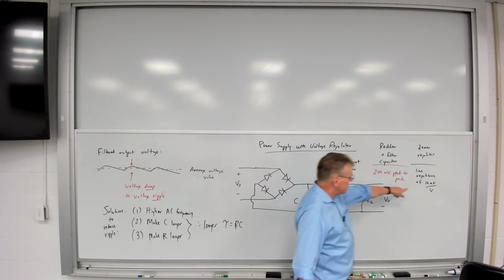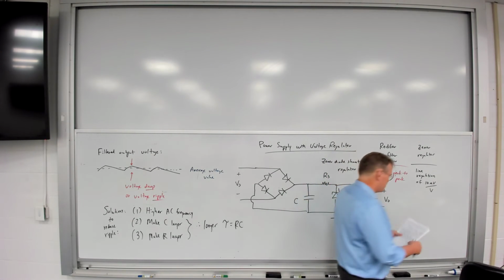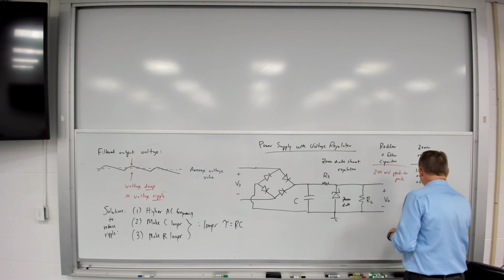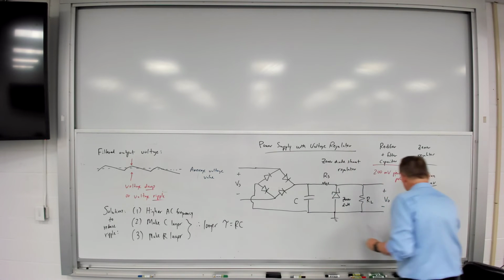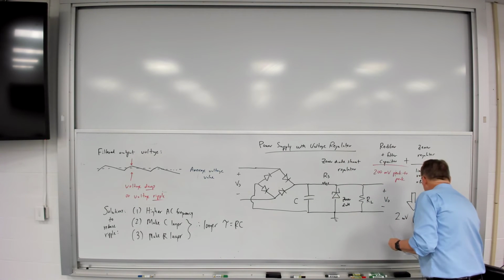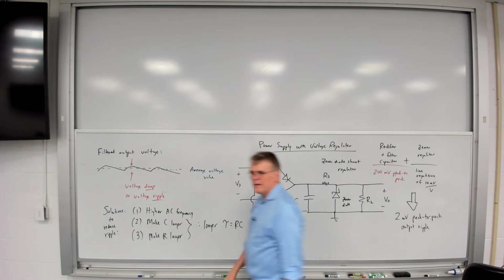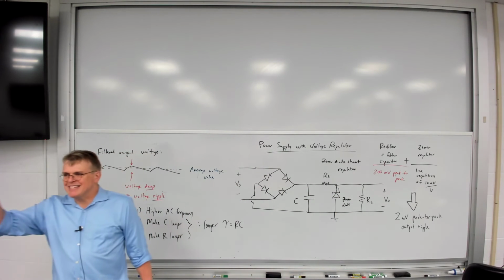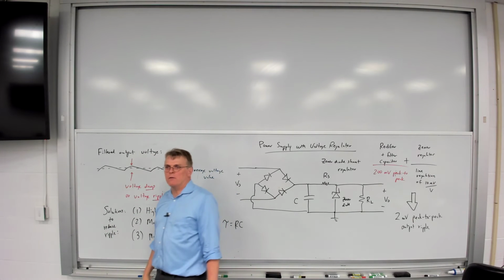Well, that's going to be 0.01 times 200, isn't it? So here what we're going to get is 2 millivolts peak to peak output ripple. And now that's getting pretty good. Now we've got an AC component that's down in the millivolts. And in fact, if we improve upon this circuit, we can actually lower it further than that.